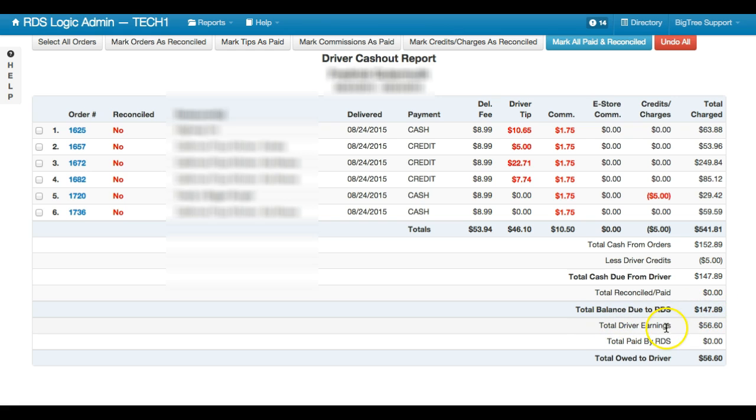Again, total driver earnings $56, which is an addition of these two lines right here. We did not consider credits and charges as income or earnings. We consider that as a payback for something. And also, just to be clear, you'll notice that this 4610 includes the cash tip. So if the cash tip was entered, it would be included here.